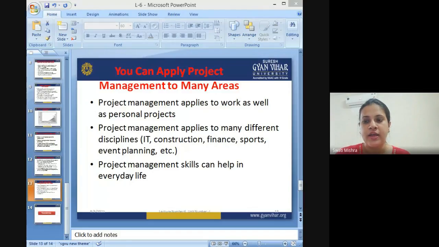So that is why project management becomes a very integral part of a lot of organizations and a lot of professional activities and practices that are being carried out round the clock throughout the world. And that is why project management skills make every person highly effective and efficient while carrying out any task.